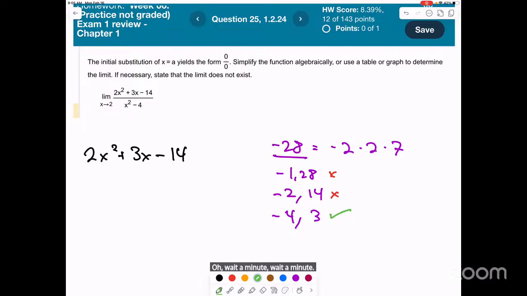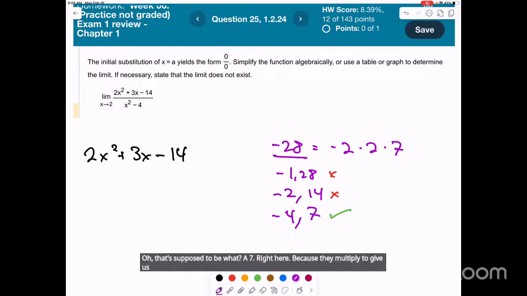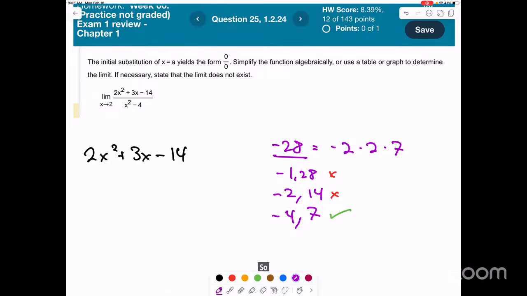Oh, that's supposed to be what? That's 7 right here, because they multiply to give us 28 and add to give us 3. Okay, there we go. So I'm going to put the 4 next to the 2 and the 7 next to the 14.